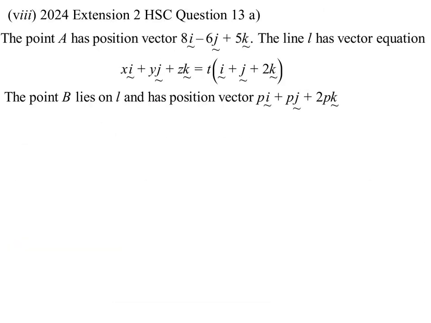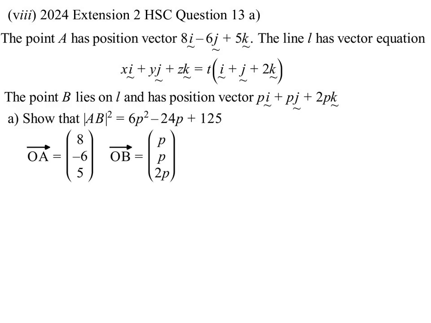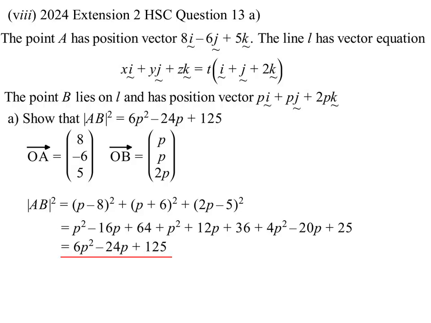In last year's paper, they gave us this position vector and a vector equation of another line. B is on that line and it has position vector, well, p i, p j and 2p k. Show that the magnitude of AB squared is equal to this. Well, position vector of OA is (8, -6, 5). Of OB, it's (p, p, 2p). We don't know what p is. But if I find the magnitude squared, just square each of those components, p minus 8, p plus 6, 2p minus 5, and yeah, we get our quadratic.